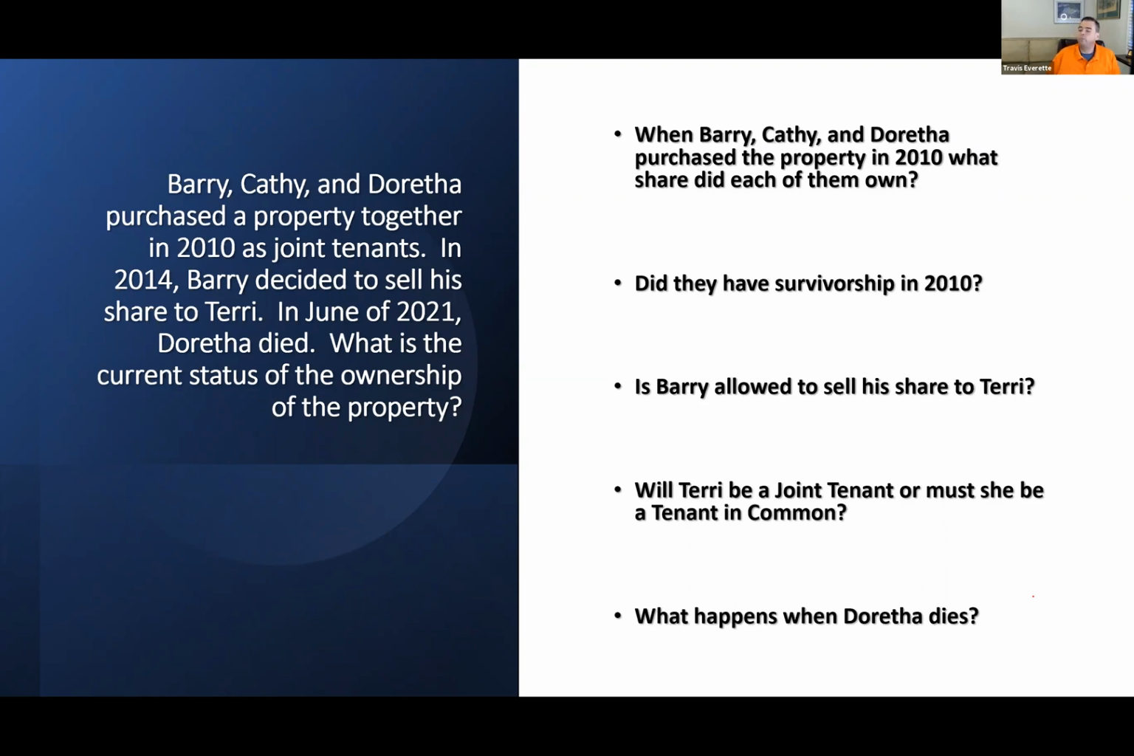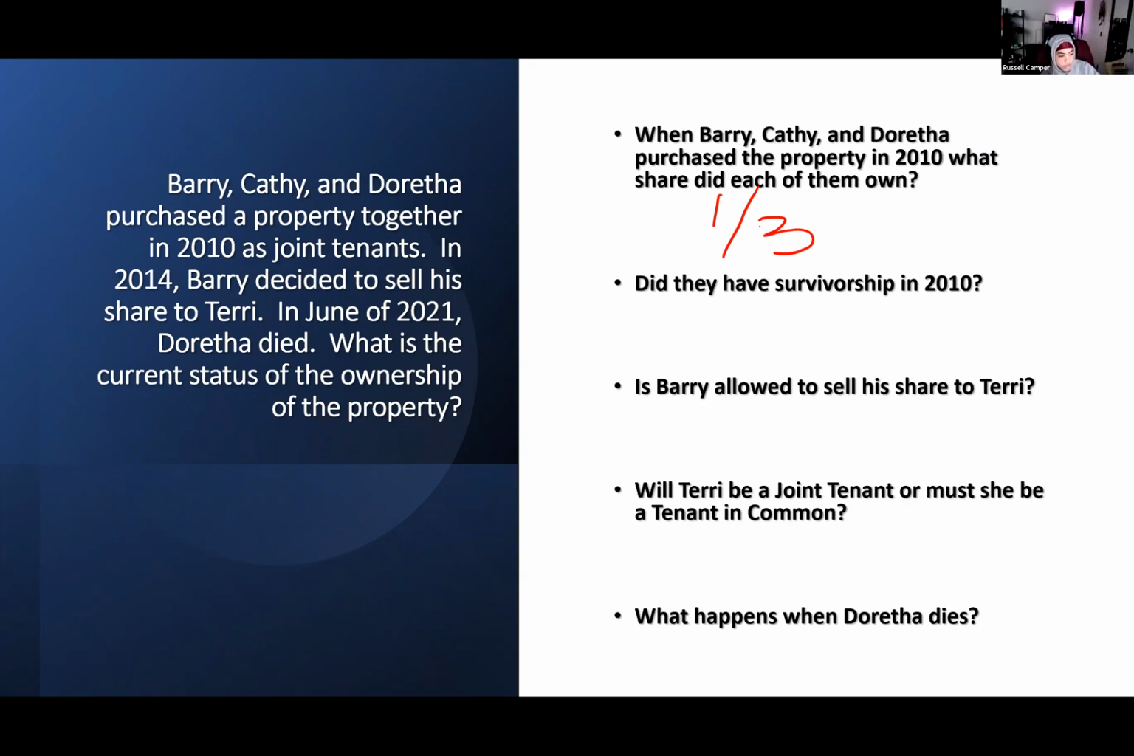Look at the first question. When Barry, Kathy, and Doretha purchased the property in 2010, what share did each of them own? If they're joint tenants, what do we most likely know about the shares? They're equal, split equal. So they each own 1/3. Does everybody agree with that? Okay. How would you split that up though? It's not a perfect 100%. 33.333, is that what you're asking?